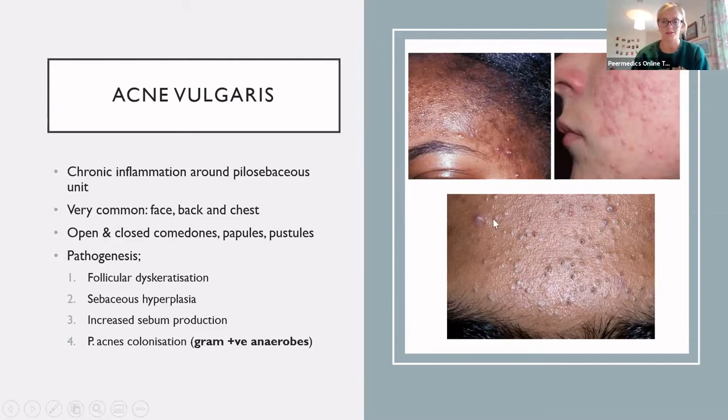So in black skin, it actually tends to be more inflammatory acne that you see. You can see these papules and pustules are much more common than blackheads and whiteheads in skin of color. It also has a higher chance in black skin of keloid scarring, so the inflammatory reaction can lead to really thick, prominent scars. So it's quite important to treat this before it starts scarring.